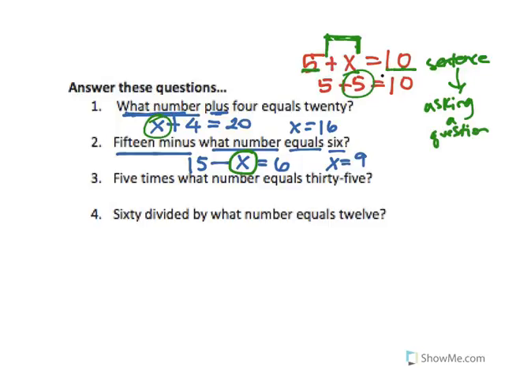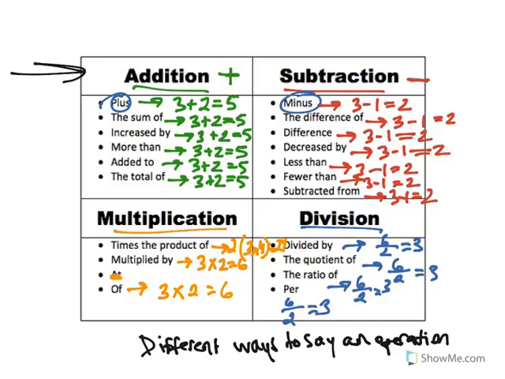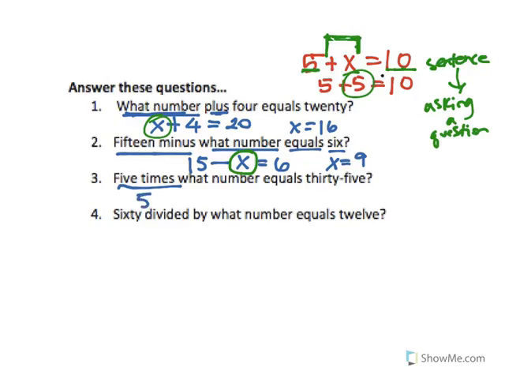What about this one here? 5 times is multiplication. I do 5 times what number is x? Let's just change this multiplication to a dot, that way we don't get confused, equals 35. What number times 5 gives me 35? Well, I know that 7 times 5 equals 35, so x must equal 7.